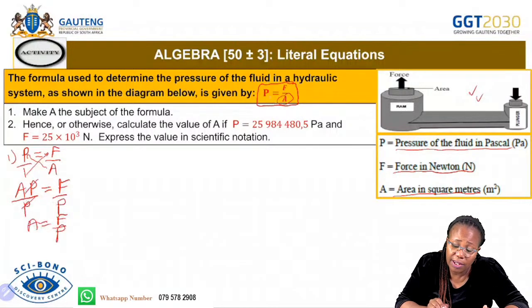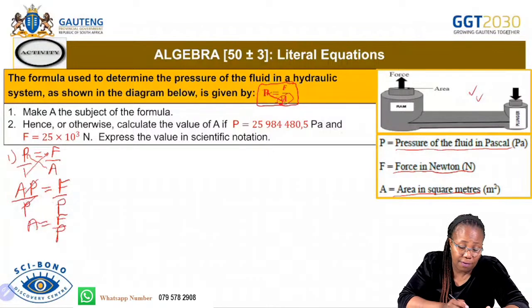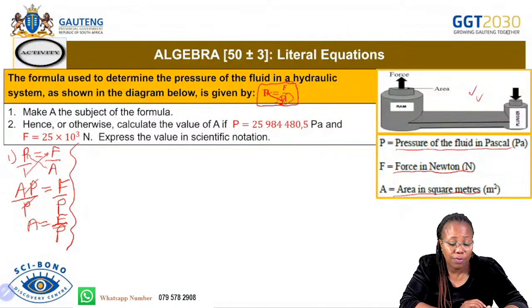Can you see now? They have swapped the position. A went up there and then P down. So we only have A is equal to F over P there as our equation. That is the solution for number 1.